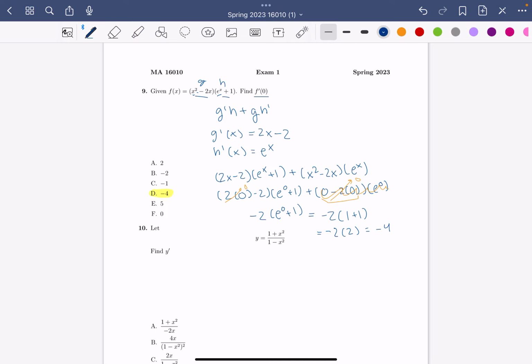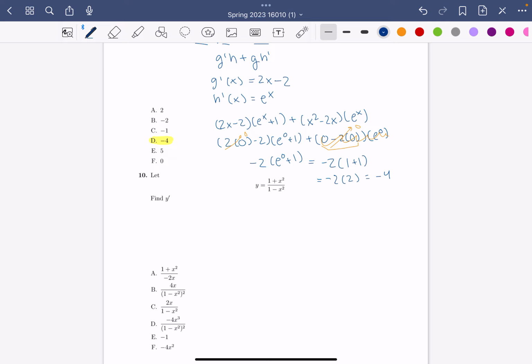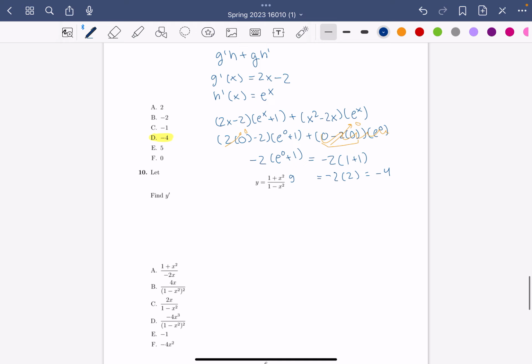Question 10. Let y equal 1 plus x squared over 1 minus x squared. Find y prime. So when we're dividing, we can use something called the quotient rule. If we label the top as g and the bottom as h, we can say that h times g prime minus g times h prime, over h squared, equals y prime.